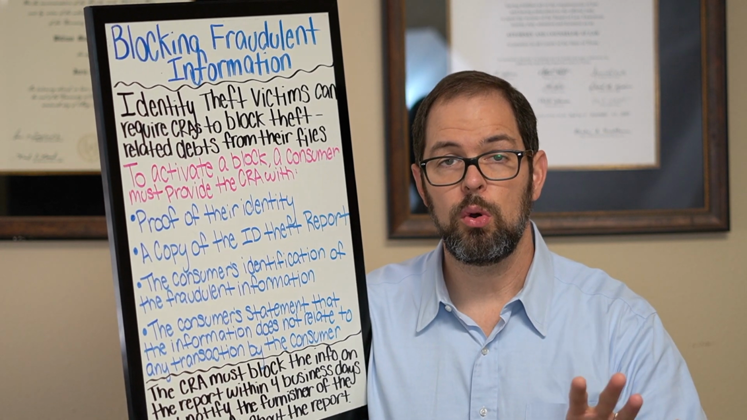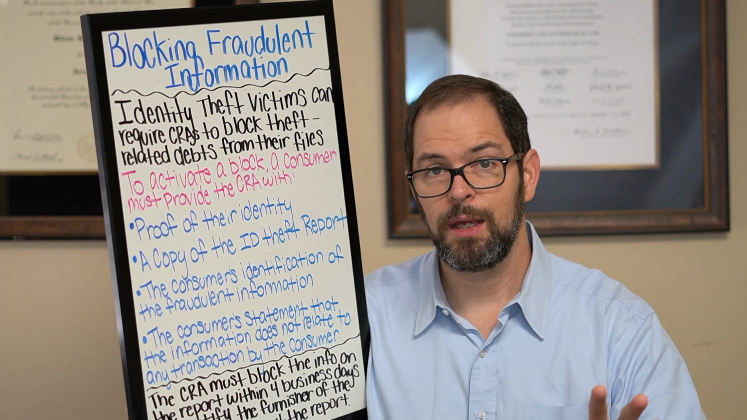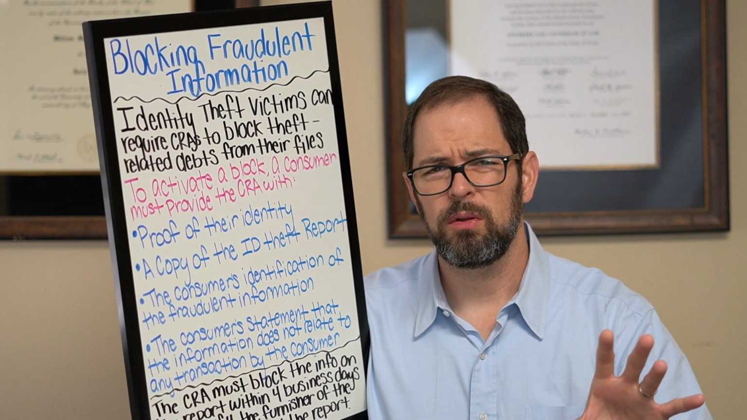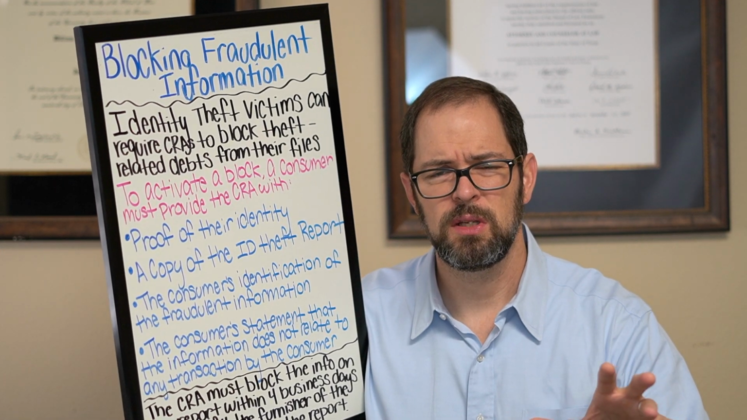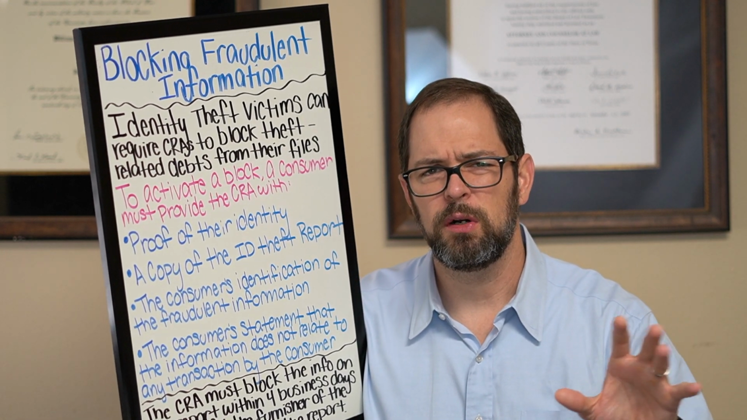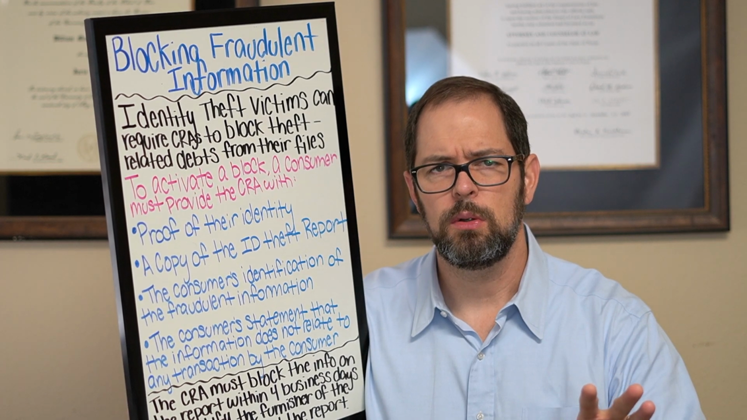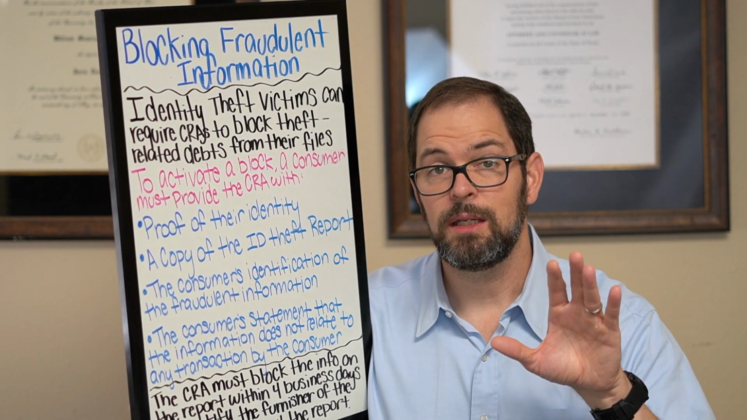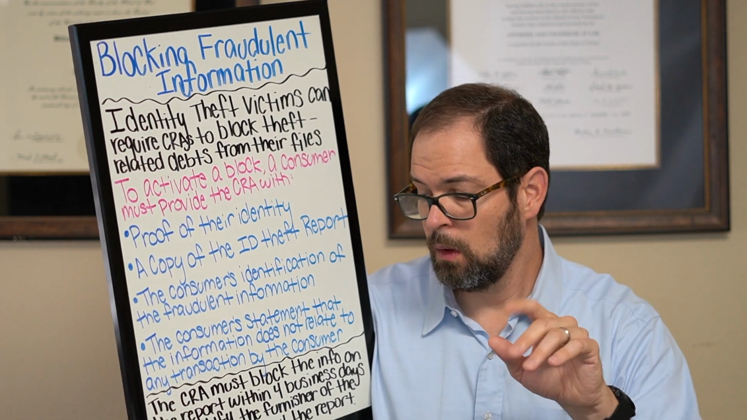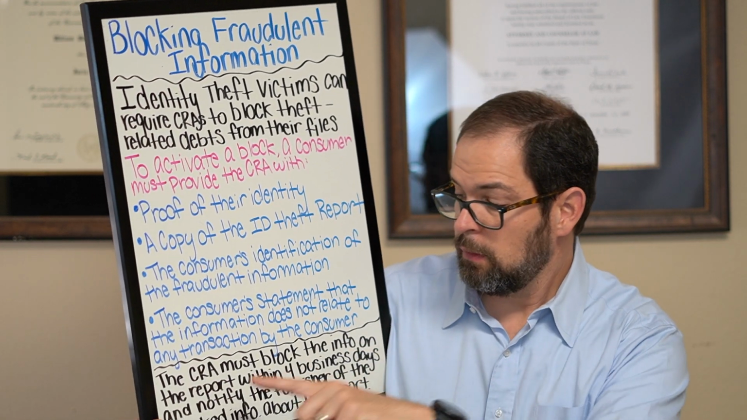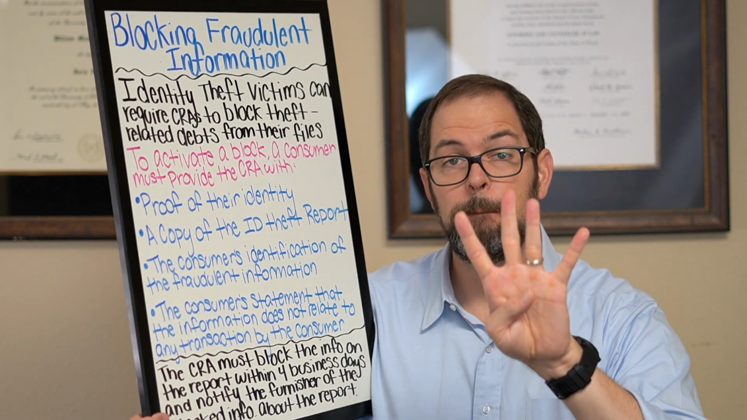If you're dealing with a local or regional credit reporting agency, these are some of the smaller, like the rental debt credit reporting agencies, and there's some other specialty credit reporting agencies that this applies to. If you're dealing with one of them, you need to send it to each one of them that is reporting this information. Okay, the CRAs must block the info on the report within 4 business days.